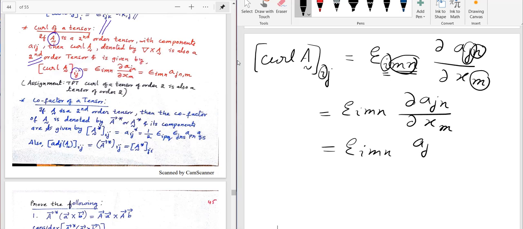I can use comma notation. So a jn comma m. And we can easily prove that curl of a tensor of order 2 is again of order 2. That's again an assignment for you people. Okay. Now we shall go to the next definition. The next definition is cofactor of a tensor.